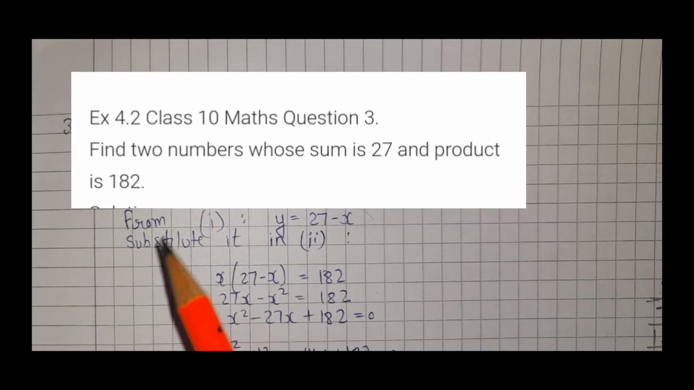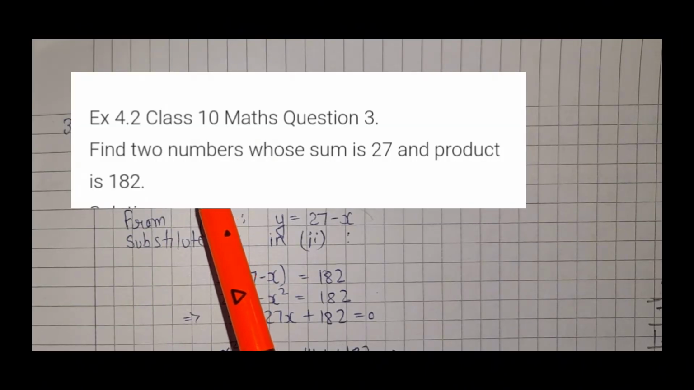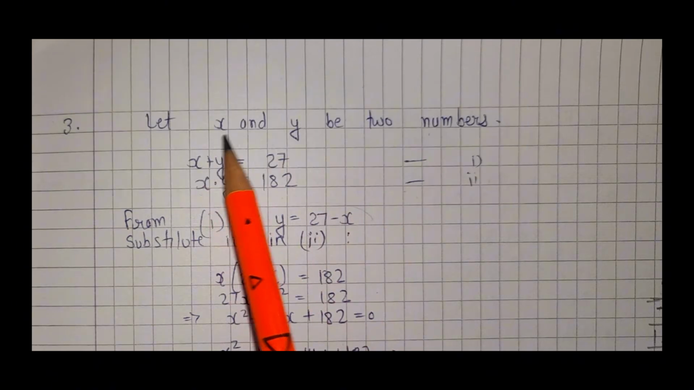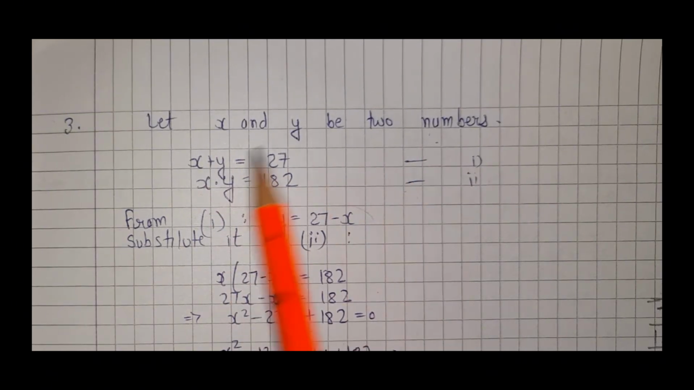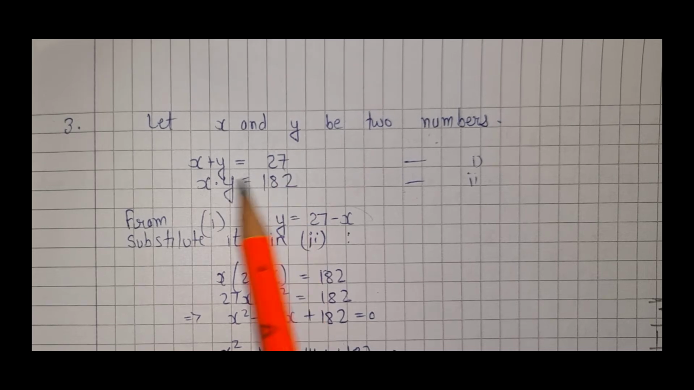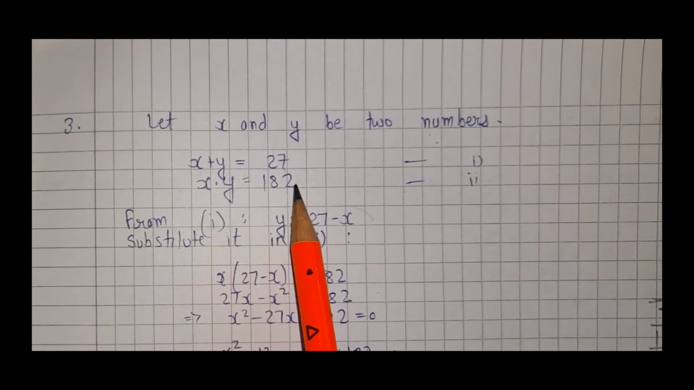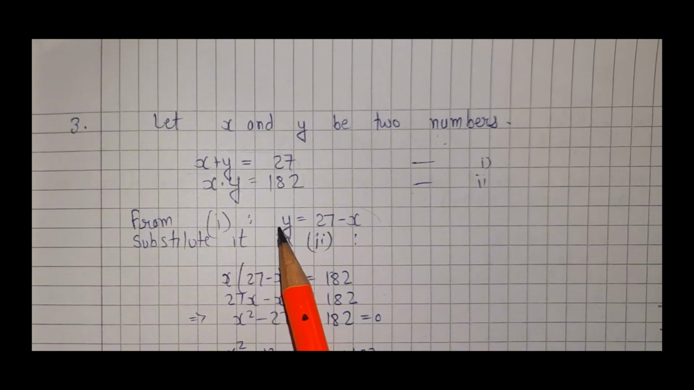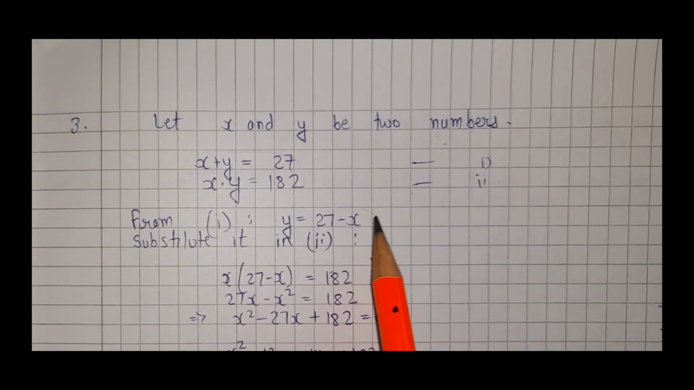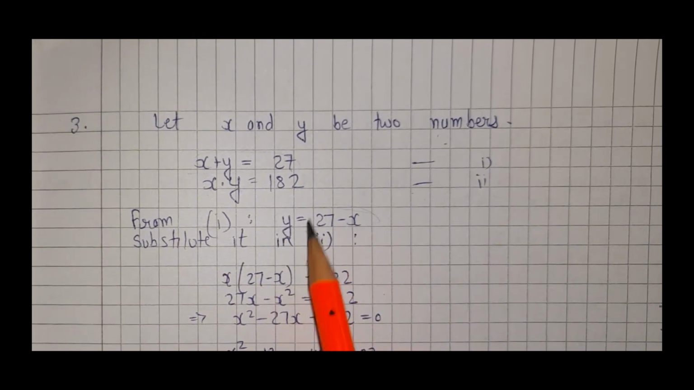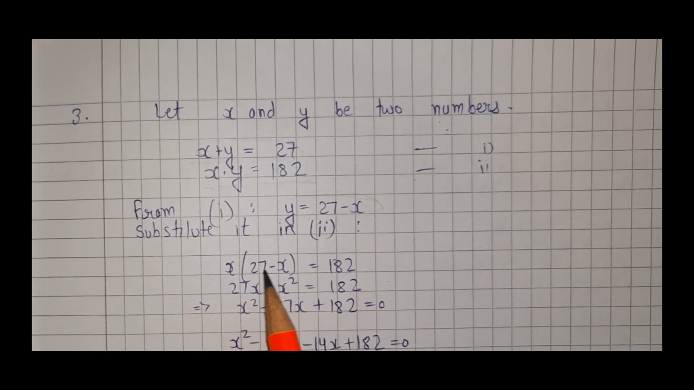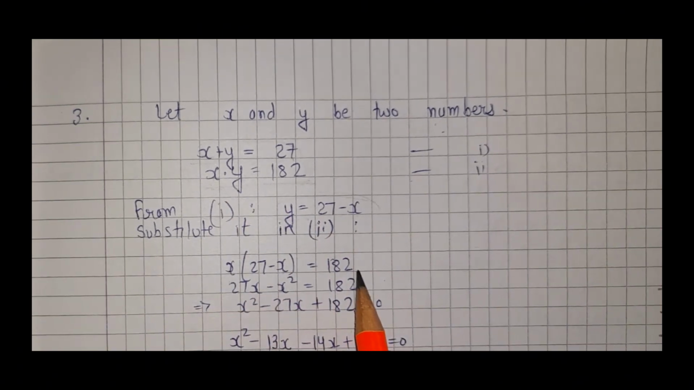Third question: find the two numbers whose sum is 27 and product is 182. Now, let x and y be the two numbers. So, x plus y equals 27, x into y equals 182. From the first equation, find the value of y. We will have y equals 27 minus x. Now, substitute this value of y in the second equation. So, we will have x into 27 minus x equals 182.